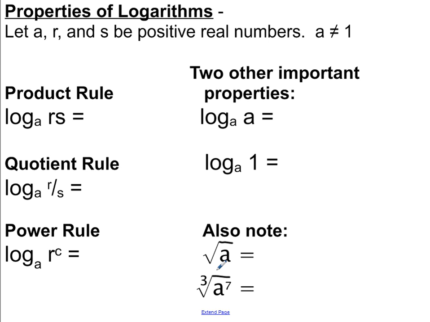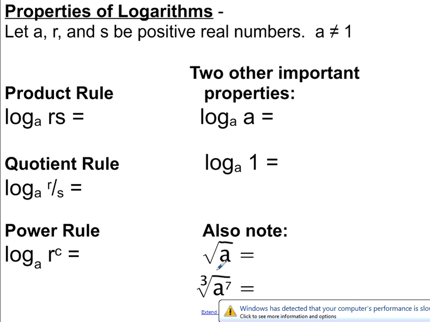Okay? So I'd like you to write down on your paper properties of logarithms. Then I'd like you to just put a little note that a, r, and s are going to be positive real numbers, and then we're not going to let a be equal to 1. Okay? First rule, product rule.